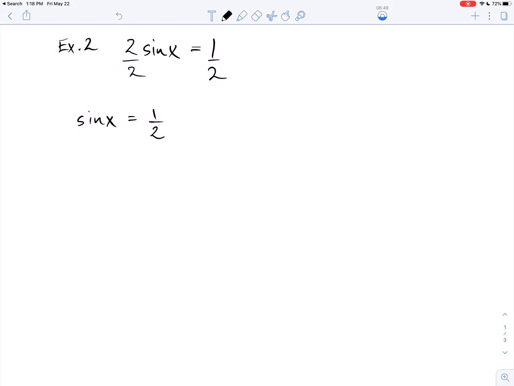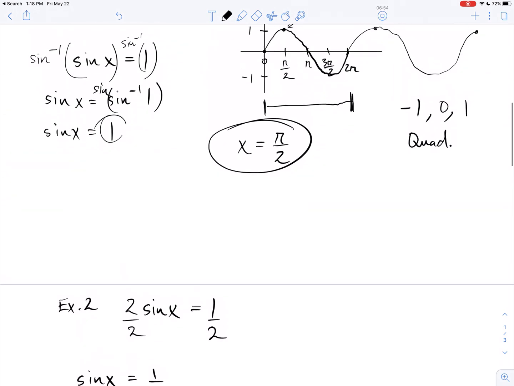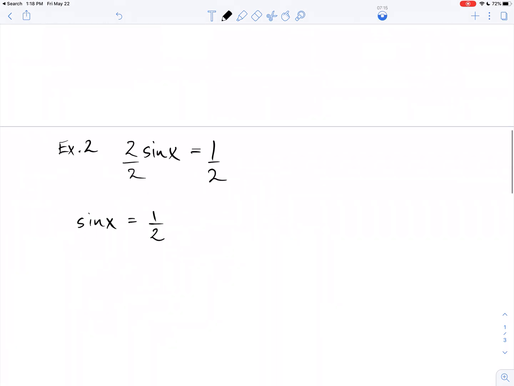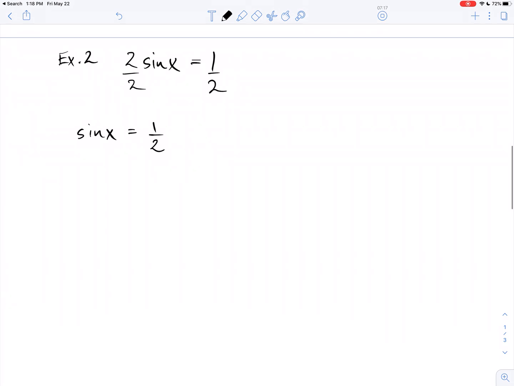Now, wait a minute. This is not something that's going to end up on my graph. Let me scroll up real quick. It's not something I'm going to find here. 1/2, well, it'd be about there. Sine would be 1/2 right about there. It wouldn't be over here. These are -1/2, -1/2. And I am just guessing, I'm estimating looking at my graph. So it looks to me like sine is going to equal 1/2 in quadrant 1 or quadrant 2.